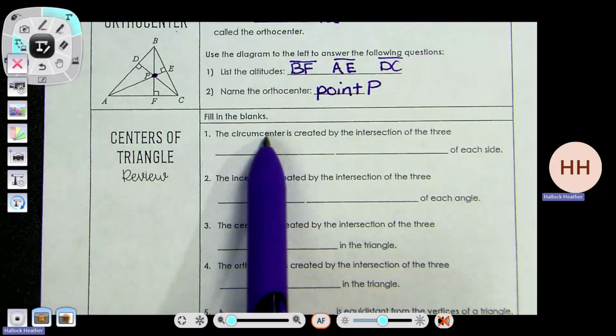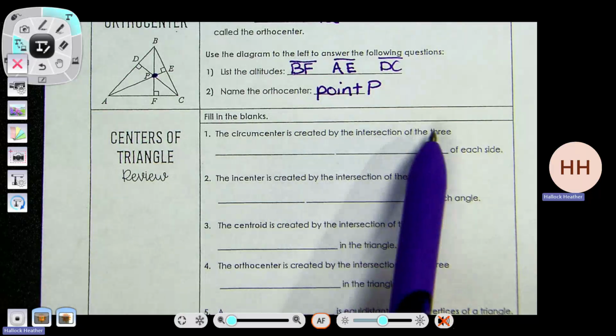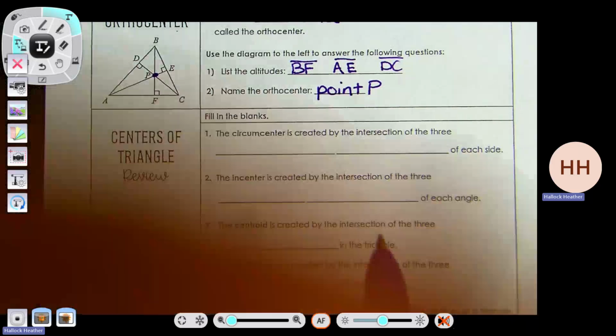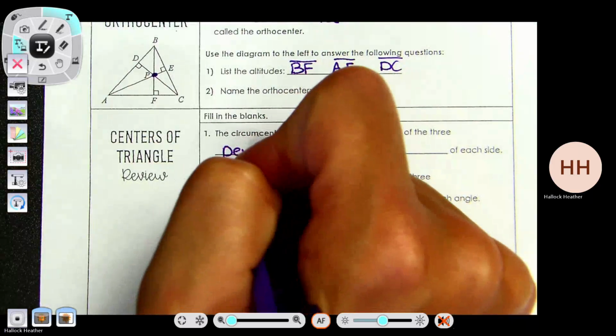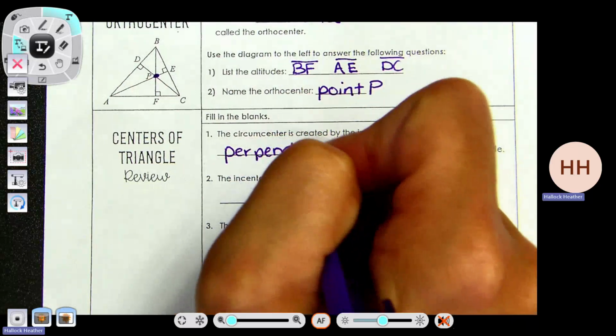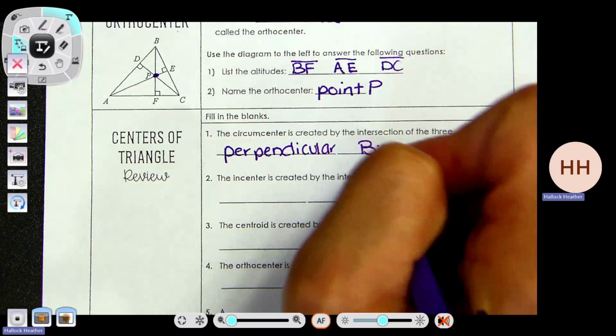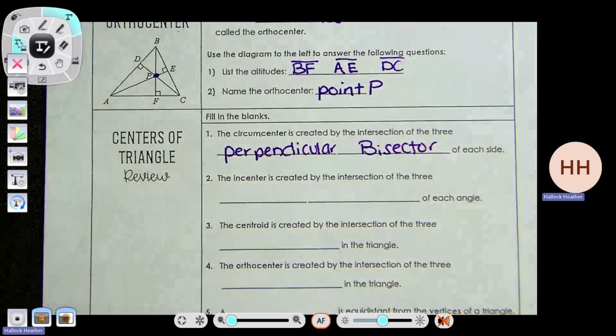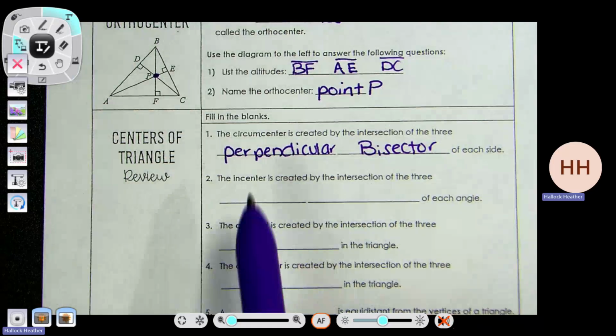So a circumcenter is created by the intersection of what 3 lines? Look at the poster. Altitude? No, that's an orthocenter. Angle bisector? No. Circumcenter? Perpendicular bisectors. Look at the poster. They're not even the same color. They look the same, but that's the whole point. They're not the same.